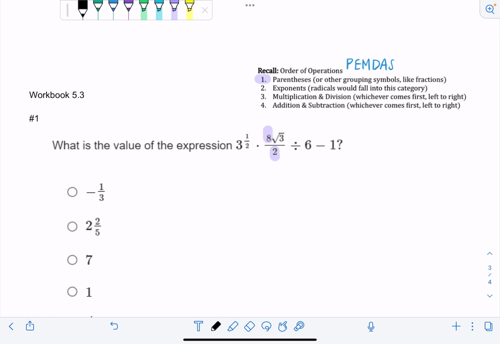So the rest of the problem I'm just going to copy down. So it would become 3 to the 1/2 power, and then 8 divided by 2, that's going to become 4 times the square root of 3. So we just divided the 8 by 2, and then notice we don't change the 3 inside the radical. Any number inside the radical is going to stay the same if you're just dividing by a regular number that is outside of the radical, like this 2. And then the rest of the problem, I'm just going to copy down. So divided by 6 minus 1.